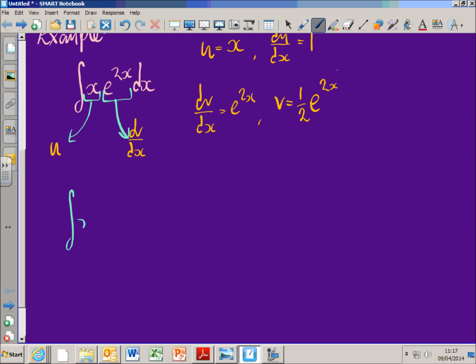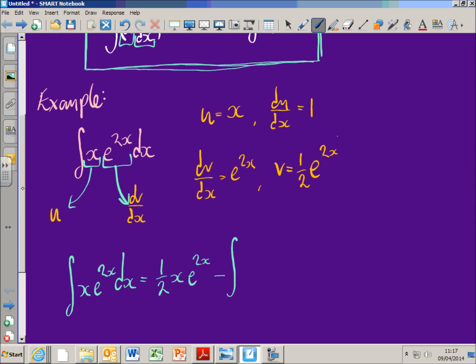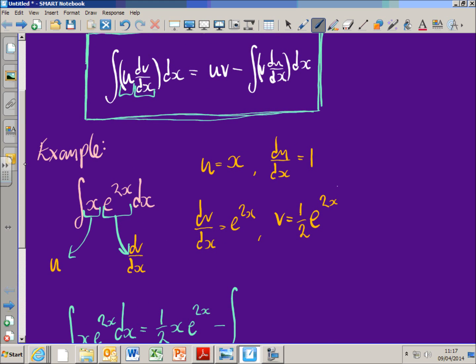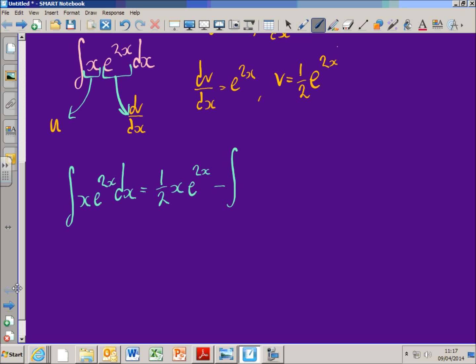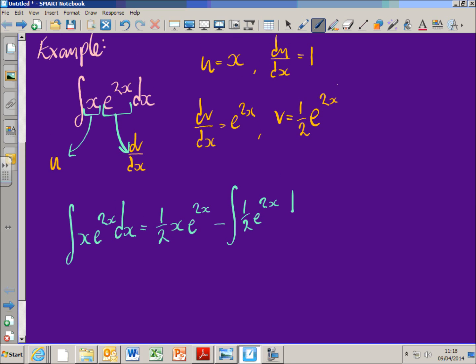The integration of x e to the 2x dx is equal to u times v. So it's going to be 1/2 x e to the 2x. Do you agree with that? Take away the integration of, let's look back at the equation, v du dx. Okay, so v is 1/2 e to the 2x, and du dx was just 1, wasn't it? So I'll just get to there.